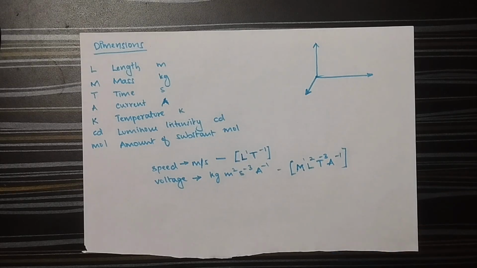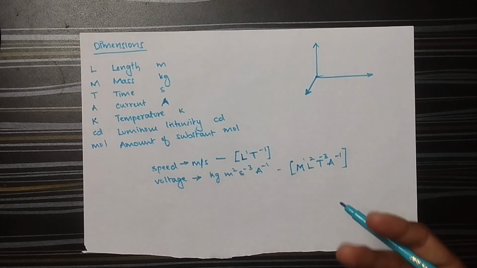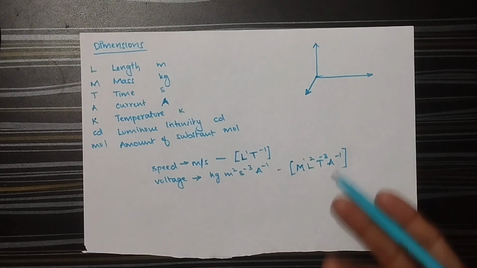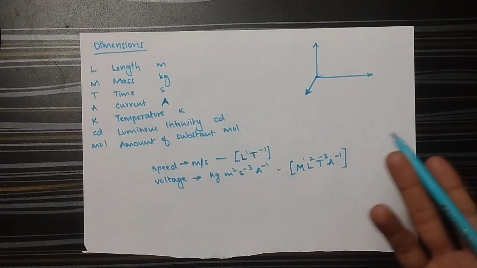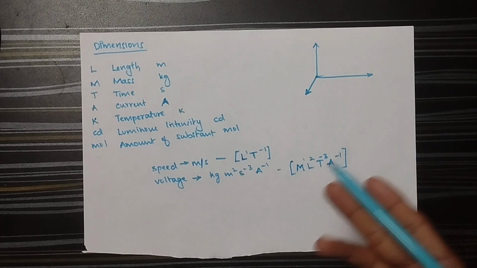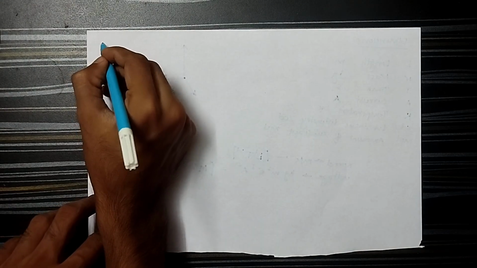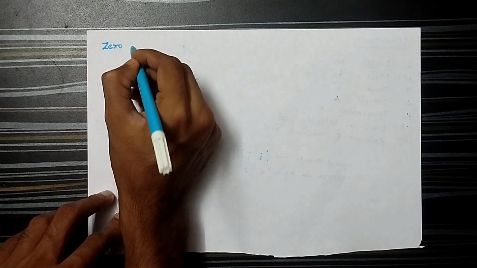It does not depend on temperature, luminous intensity, or amount of substance. So dimensions solely represent to what degree a quantity is dependent on the base quantities. Okay. What is zero dimension?